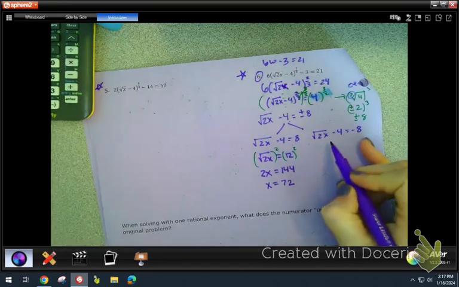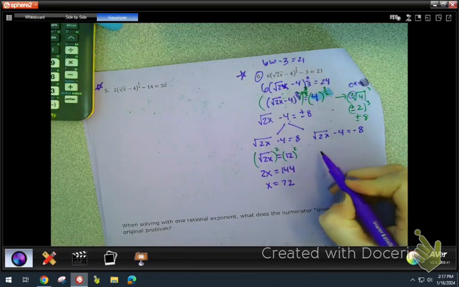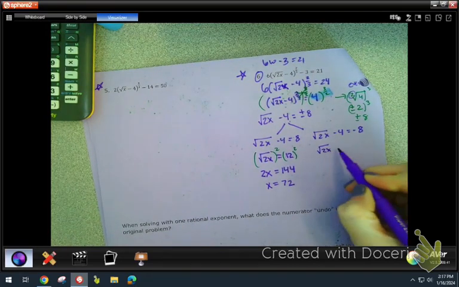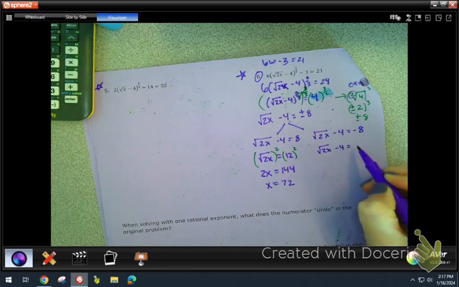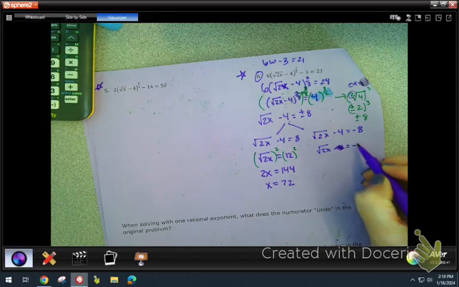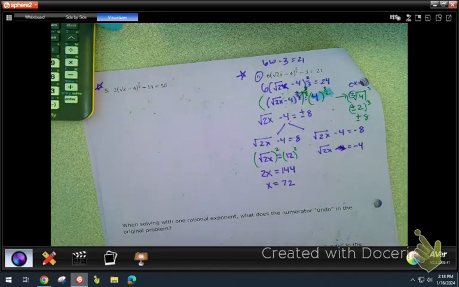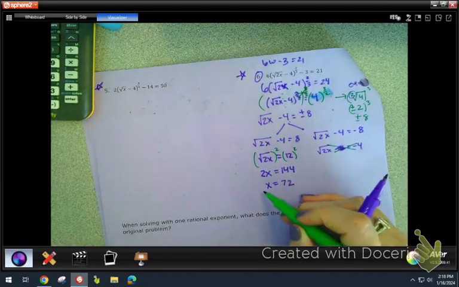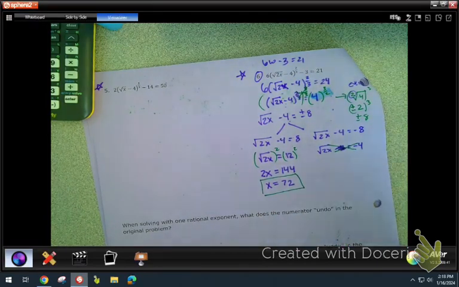Now, on this side, when I'm dealing with the negative 8, I'm going to have square root of 2x minus 4. Let's do this in our heads. Add over the 4, and what is that going to be equal to? Stop and think. Is that possible to have a square root equal to a negative? So should you keep going? No, this is going to be extraneous. This is not going to work. So the only one that works is x equals 72.